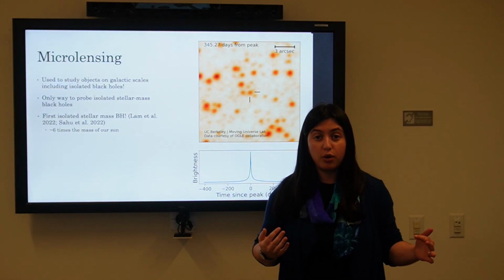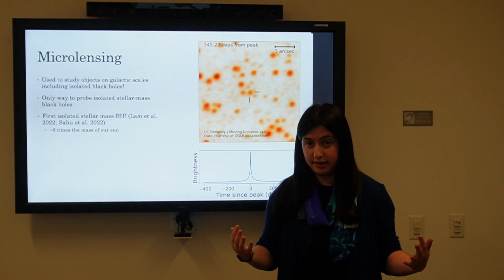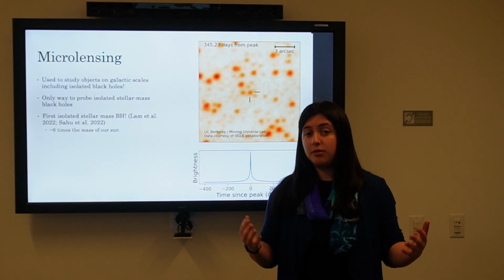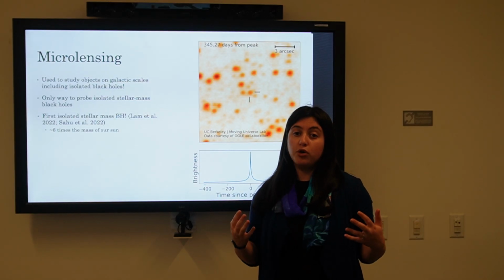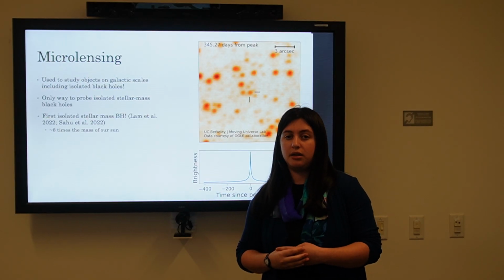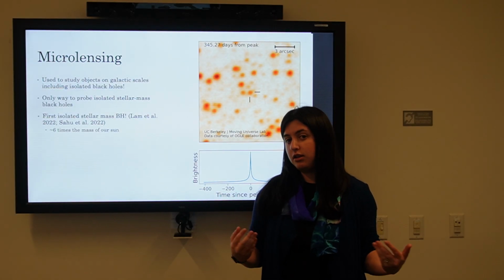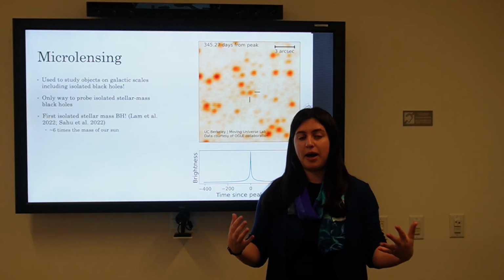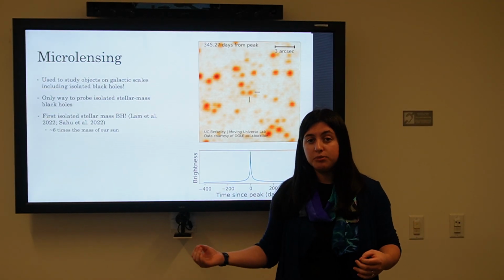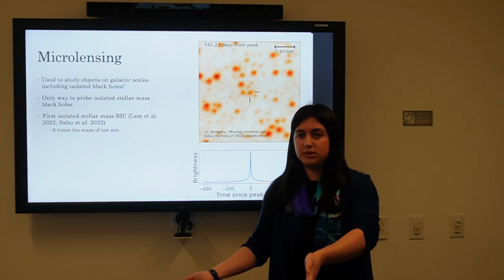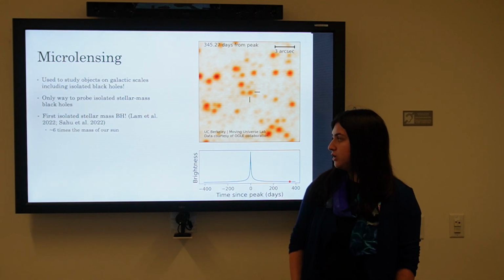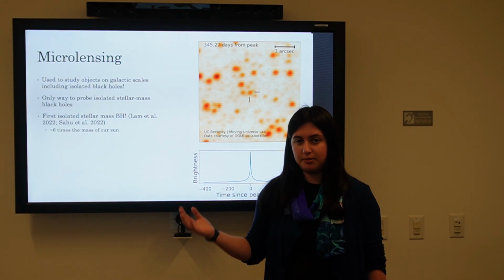And this is the only known way to probe isolated stellar mass black holes. And that's really exciting because we think that most black holes are in isolated systems. Understanding black holes can help us to push the boundary of our knowledge of physics, since they're very extreme objects, they're the end point of a lot of stars, stuff like this. And this was found in 2022, and it's about 6 times the mass of our sun.